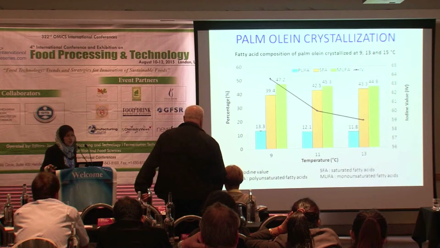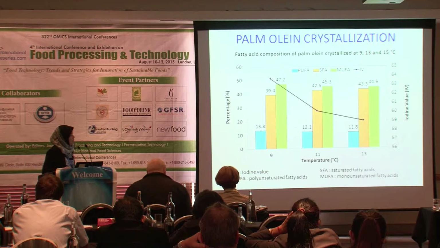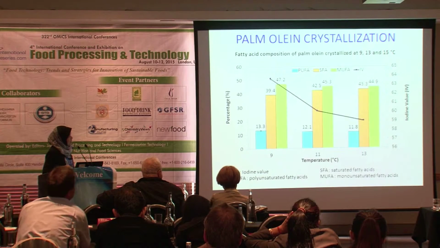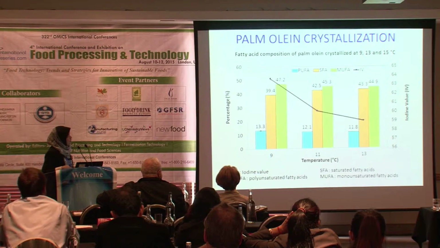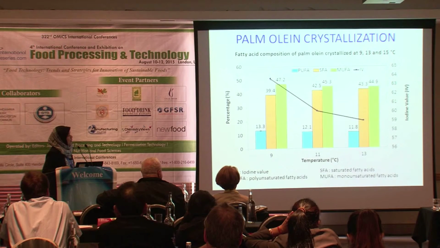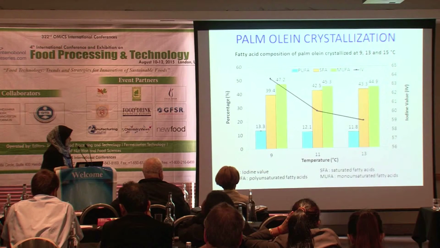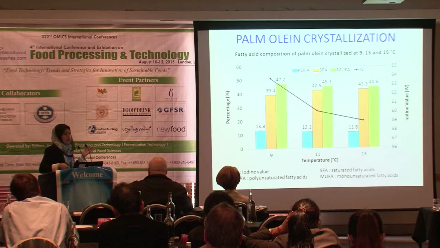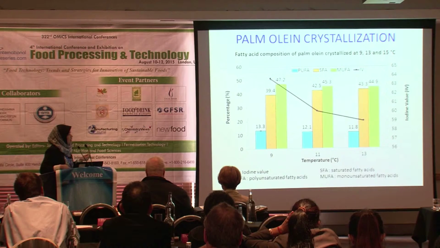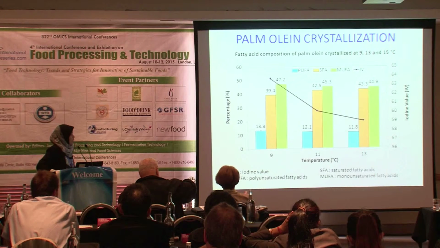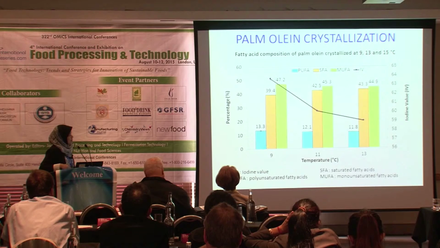Now, we looked at the composition of the fractions at these different temperatures, and we can see that as the temperature is decreased, there's an increase in the amount of monounsaturated fatty acids, MUFA, and a corresponding decrease in the amount of saturated fatty acids, and the PUFA did not increase much and sort of remains stable. But this result indicates that as the temperature goes down, the more unsaturated components start to crystallize out from the slurry, and this is also indicated in the iodine value, which is a measure of the unsaturation of the oil, and this goes up as the temperature goes down.